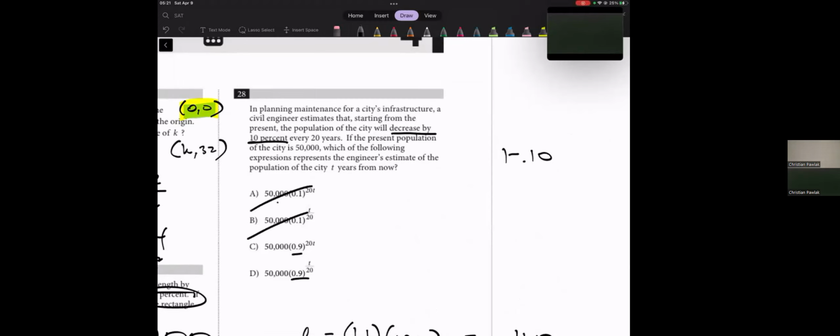Every 20 years. So if the present population is 50,000, which these have the same, the question is the exponent 20t or t divided by 20? Well, since it only happens every 20 years, I have to wait 20 years before I see that 10% change, right? If I plug in 1 here, all of a sudden I'm multiplying 0.90 to the power of 20. That's big.